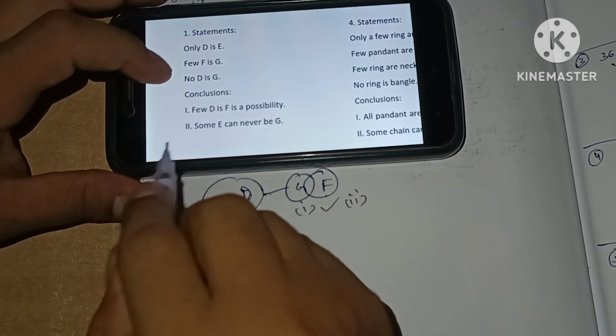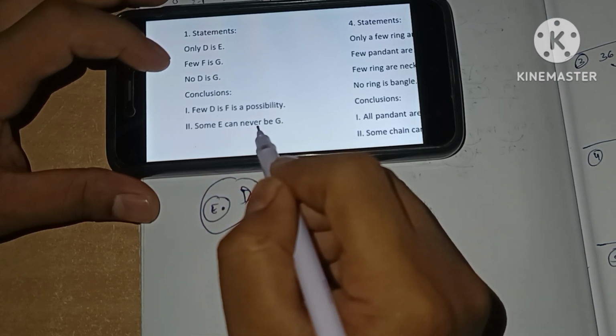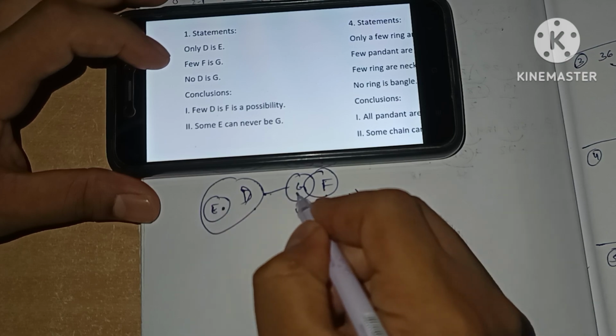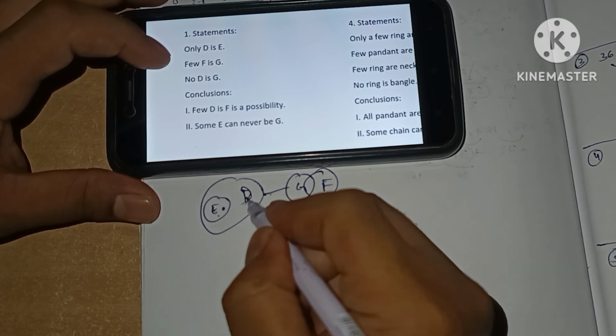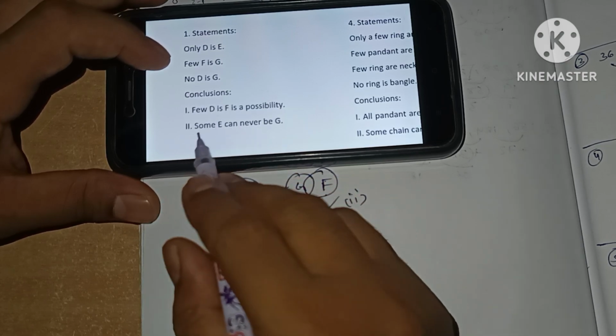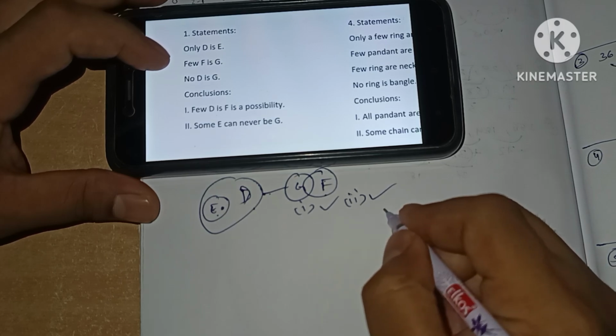Let's see the second conclusion. Some E can never. Never means we check if all E can be G. All E can be placed inside G. No, it is not possible because E doesn't share with anything except D. So the all case fails, which means the some-never case will be true. Both 1 and 2 are true here.